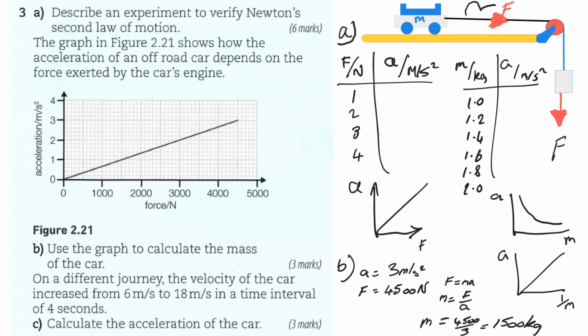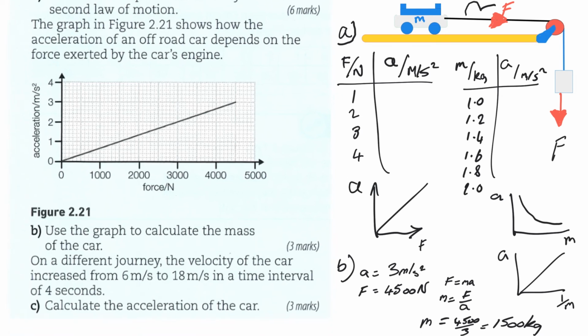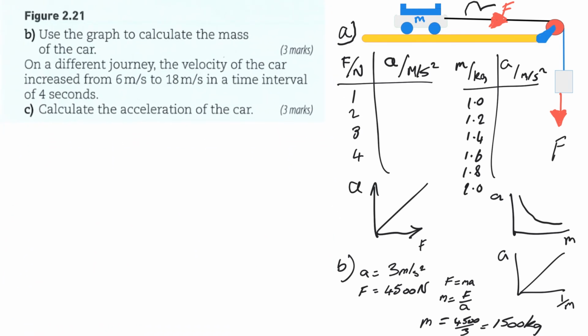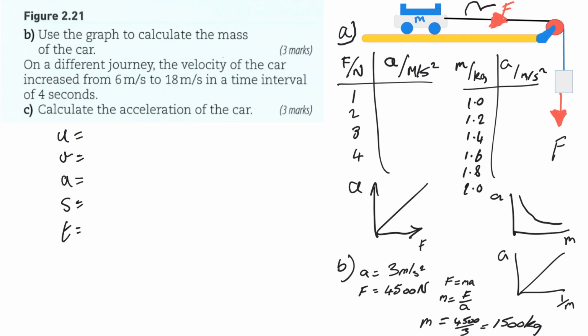So part C then says, on a different journey, the velocity of the car increased from 6 meters per second to 18 meters per second in a time interval of 4 seconds. Calculate the acceleration of the car. So that's just a straight u-vast, with a is v minus u over t. So if we just make ourselves a bit of space here, we can make out our u-vast list. U is 6 meters per second, v is 18 meters per second. A is what we're trying to find, S is unknown, and t equals 4 seconds.